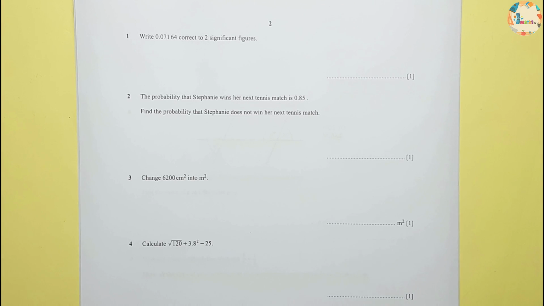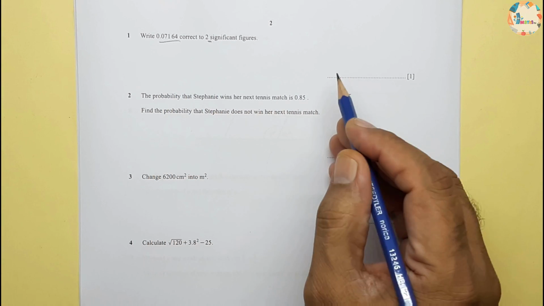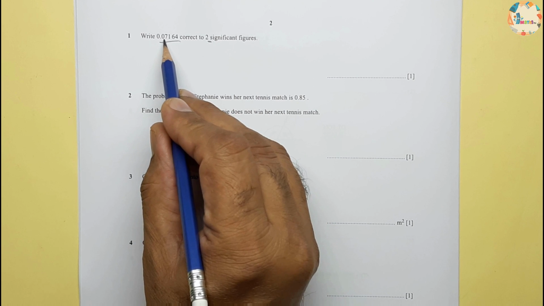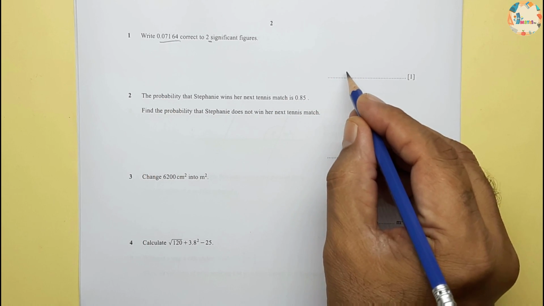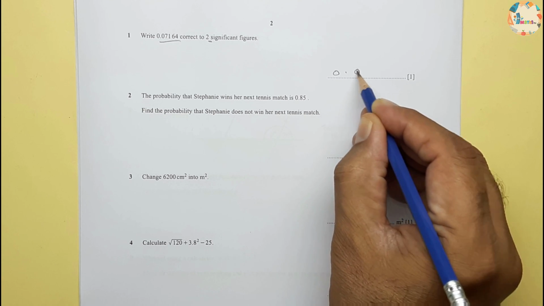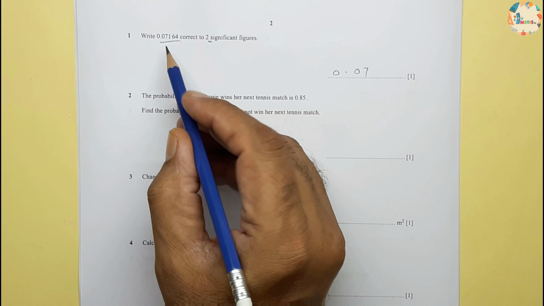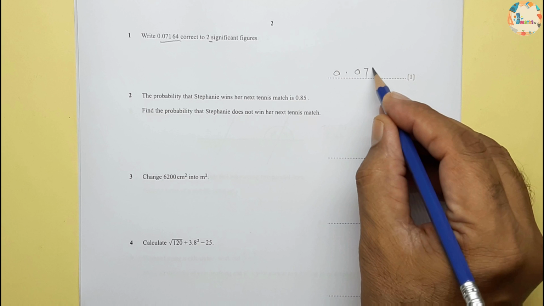Question number 1. We have to write this number correct to two significant figures. Leading zeros are non-significant, so the decimal will be shifted after the 1, so it will be 0.07, and instead of 1 we will be writing 2 because this is more than 5, so we'll write this one.